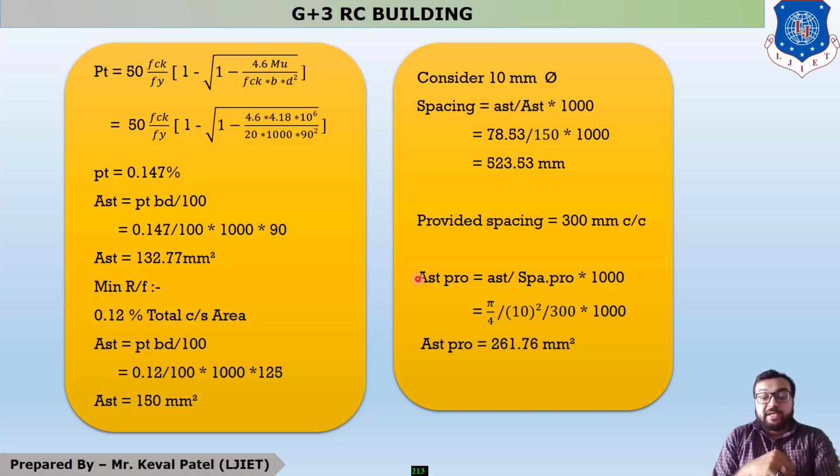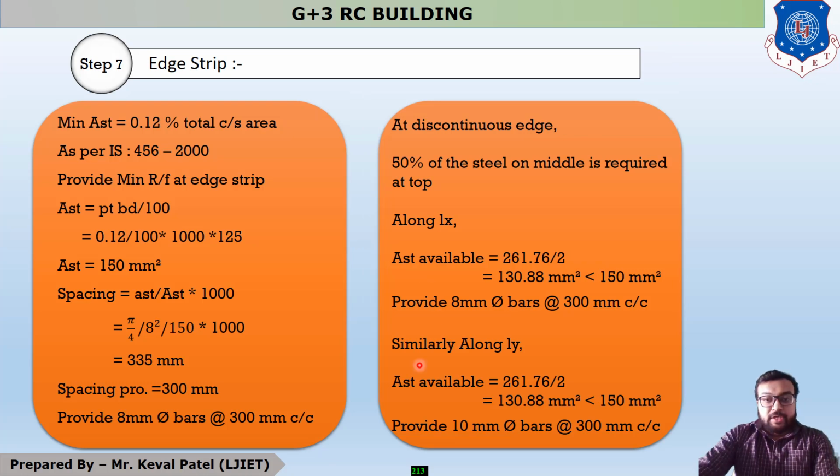Now the turn for edge strip reinforcement. So students, your step number 7 is for edge strip reinforcement, because in a two-way slab, main steel is provided in both directions, there is no distribution steel, and edge strip reinforcement is required because your alternate bars are bent up, so their distance is increasing at the four edges. So for edge strip reinforcement, you have to provide a minimum of 0.12 percent of the total cross sectional area as per IS code provisions. So your minimum AST is 150 mm square.